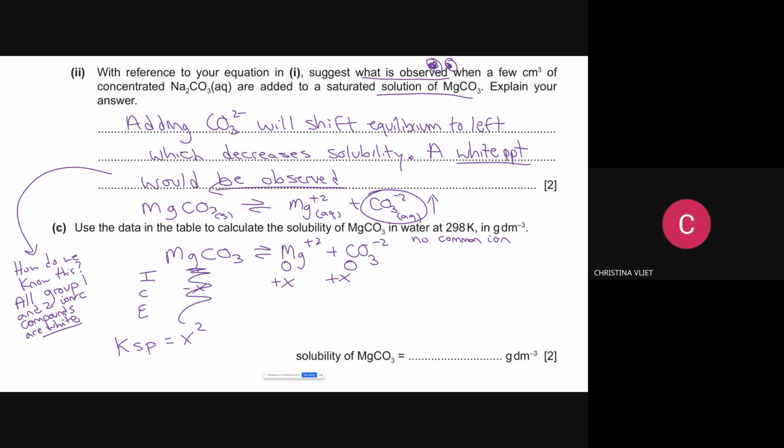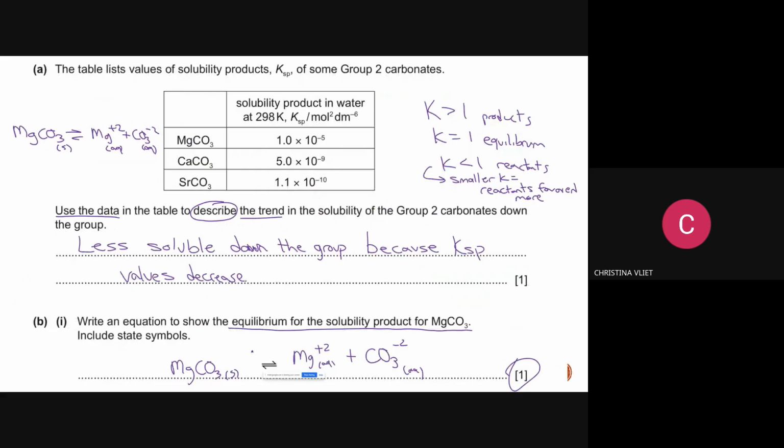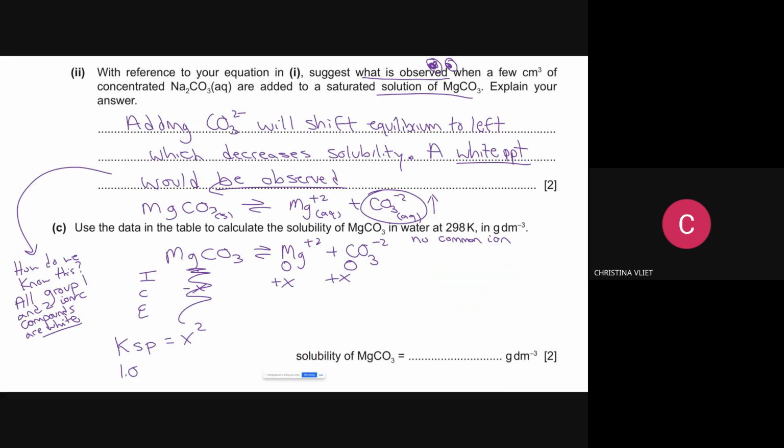Now, what do we plug in? Perfect. Which comes from this table. So we plug in 1 times 10 to the negative 5 equals x squared. We take the square root. We get 0.00316. You did the same. That's mol dm to the minus 3.